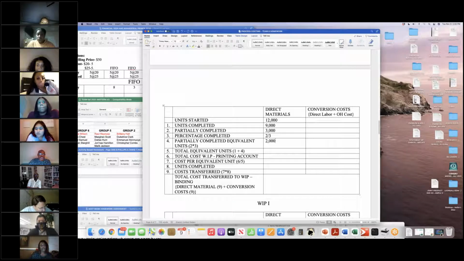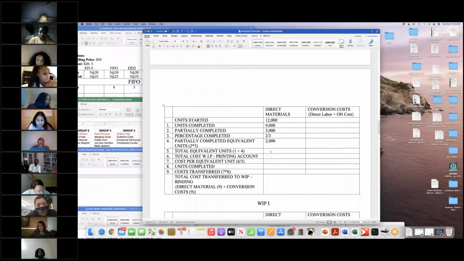So the total equivalent units, I told you to add lines what? 1 and 4. So how much is that? 11,000. So y'all don't want to add 9 and 2. How much direct materials cost do we have? What goes right here? 22,000. I take your word for it.